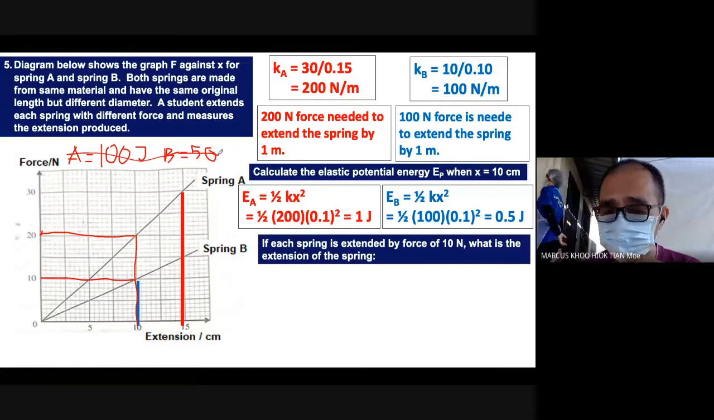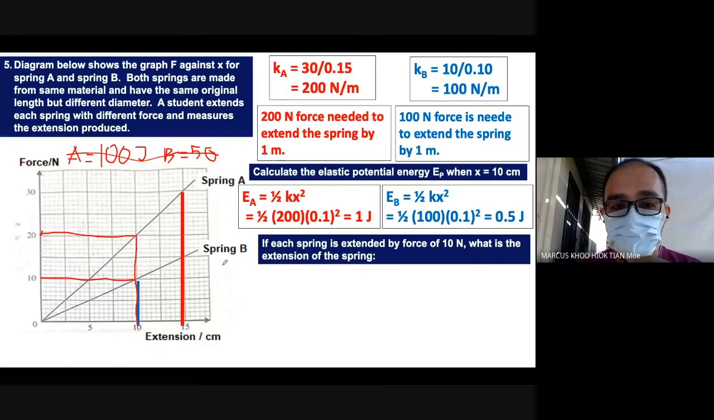It's very important. A lot of people make this mistake. They forget to change it to meters. Now, the question is, if each spring is extended by a force of 10 newtons, what is the extension of the spring?